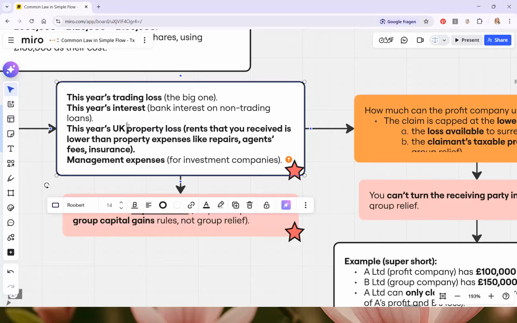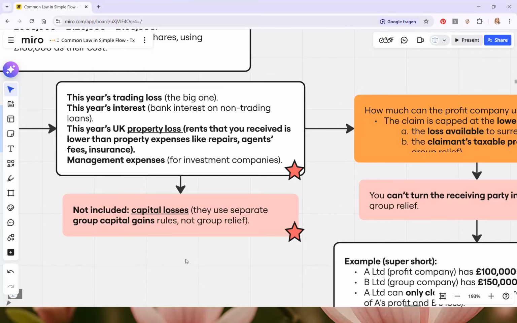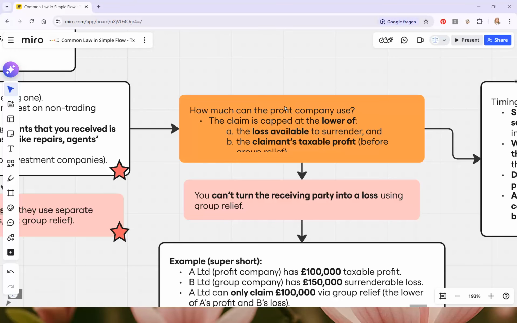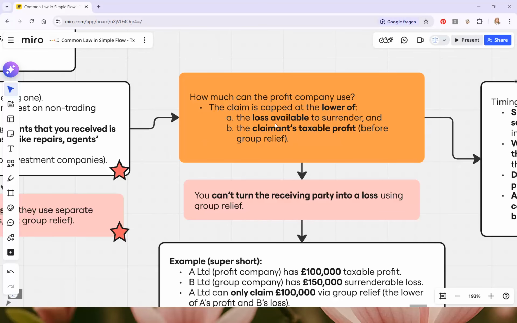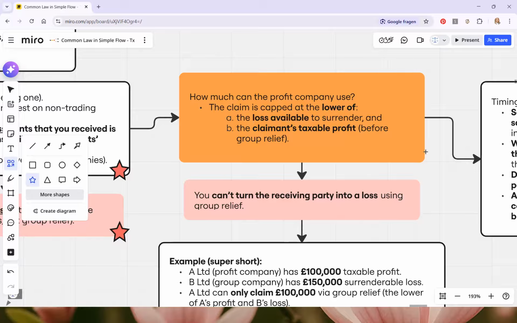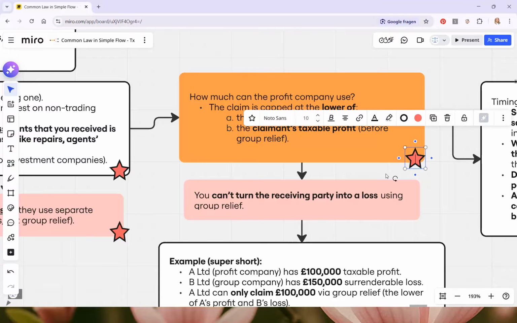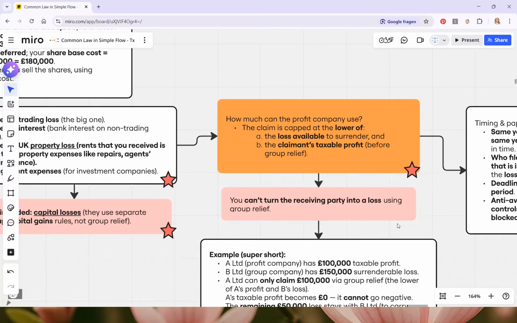So let's highlight it and see what's coming next. How much can the profit company use? The claim is capped at the lower of the loss available to surrender and the claimant's taxable profit before group relief. So you can't turn the receiving party into a loss using group relief.